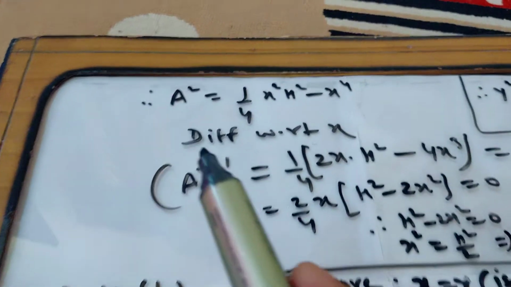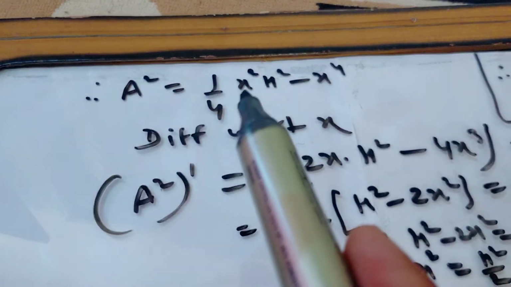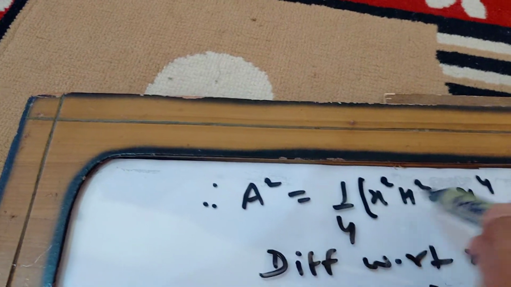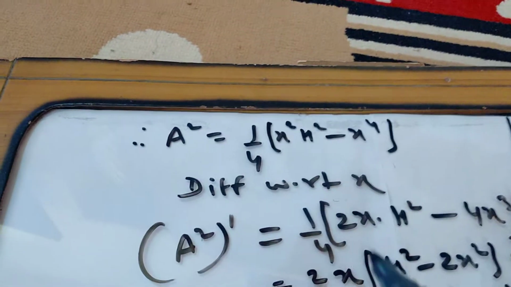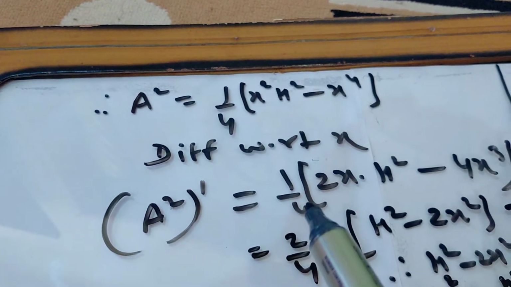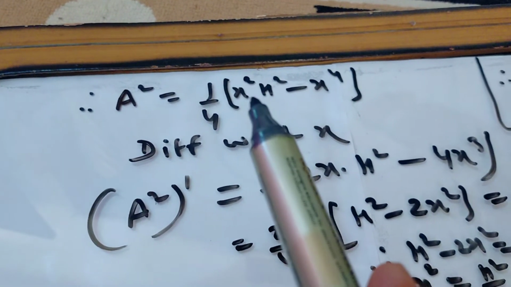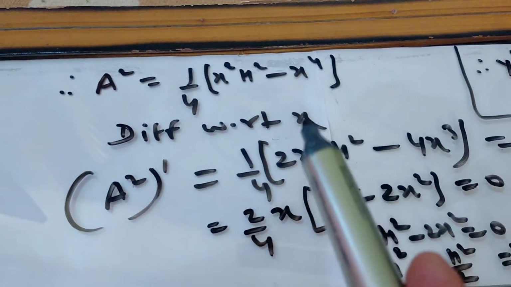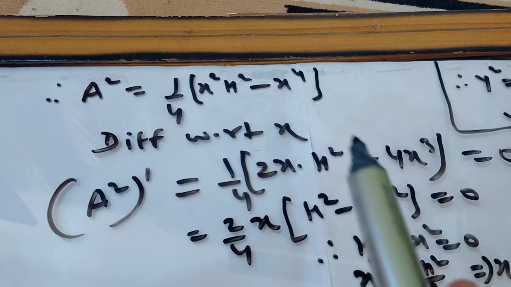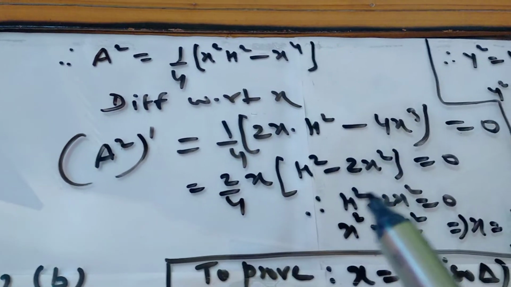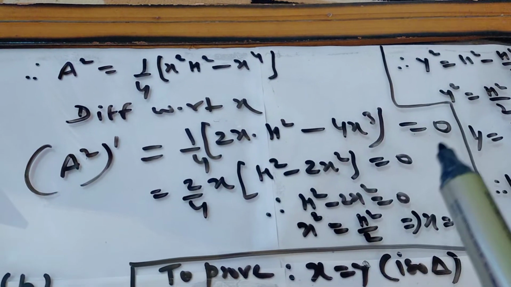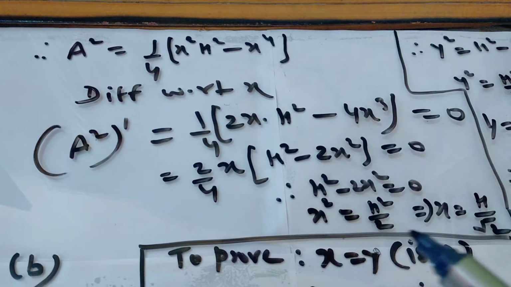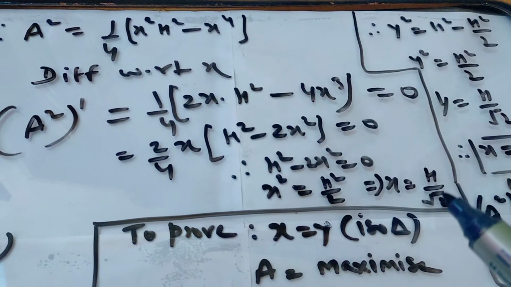So from here I multiplied this inside the bracket. It has come 1 by 4 common over here. So if I differentiate, 1 by 4 will be outside. Differentiation of x square is 2x, and h square is a constant portion. The differentiation of x raised to the power 4 is 4x cube. Now after equating this differentiation equal to 0, it will give the value of x square as h square upon 2, and the value of x is coming h upon root 2.